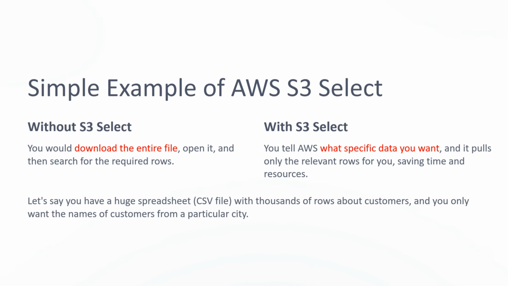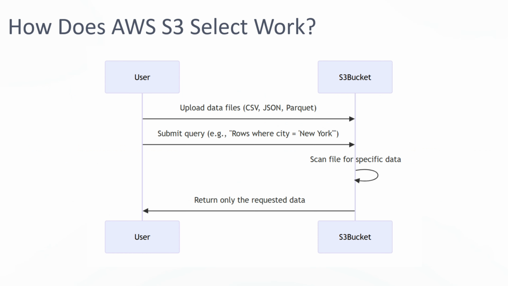Now we will see a simple example of AWS S3 Select. Let us say you have a huge spreadsheet with thousands of rows about customers, and you only want the names of the customers from a particular city. Without S3 Select, you would download the entire file, open it, and then search for the required rows. With S3 Select, you tell AWS what specific data you want, and it pulls only the relevant rows for you, which saves time and resources.